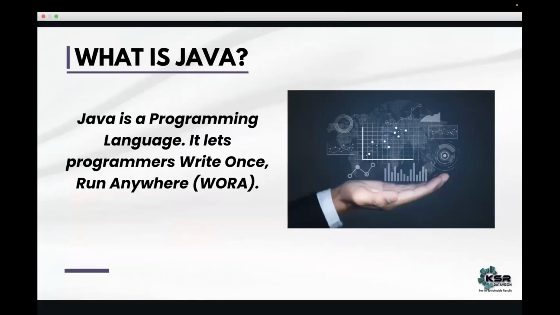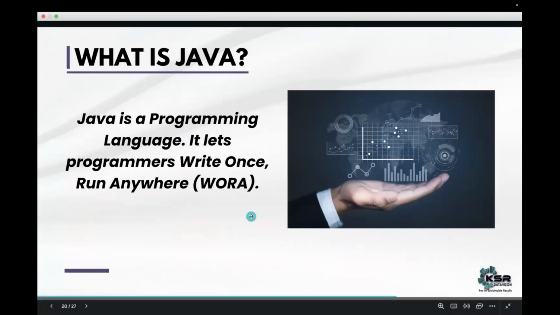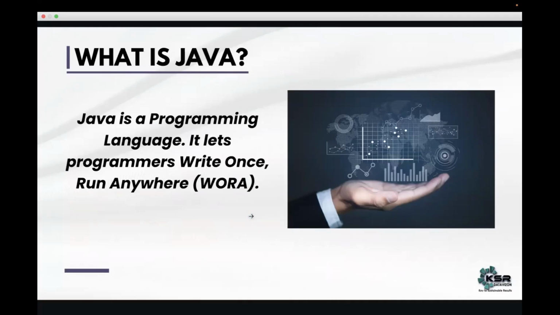Now let's see what is Java. Java is also a programming language. It helps programmers write once and run anywhere. We will see this in tomorrow's class, the write once, run anywhere part. That's called WORA. So Java is a programming language that helps you program anything, take your task, build an application. A lot of things it does, and it's called WORA. WORA means write once, run anywhere. We'll see the explanation of this tomorrow.